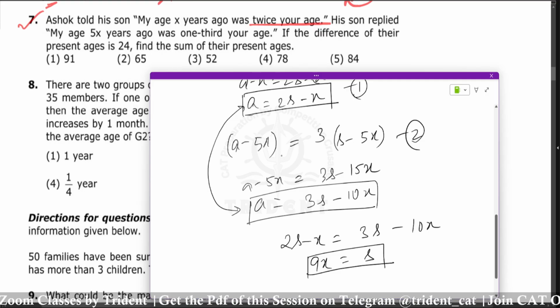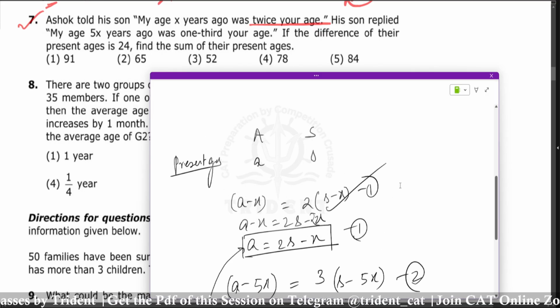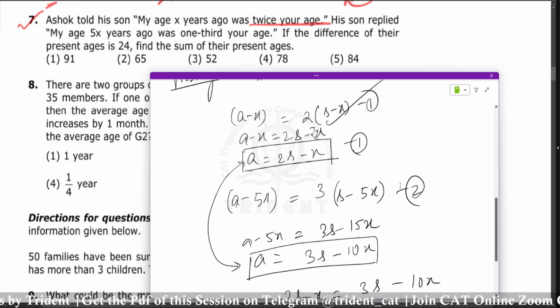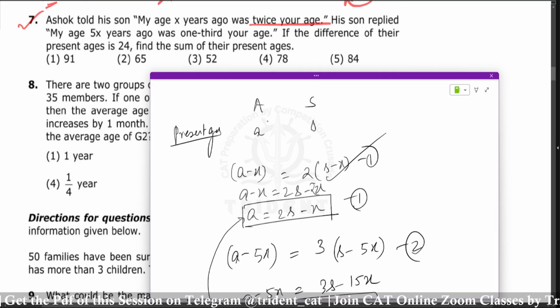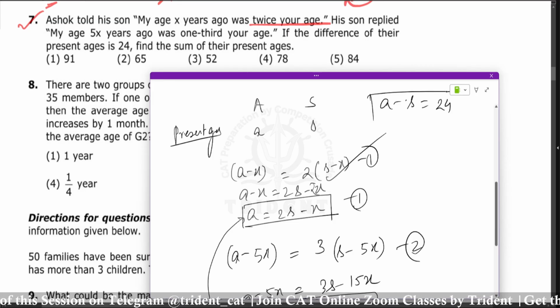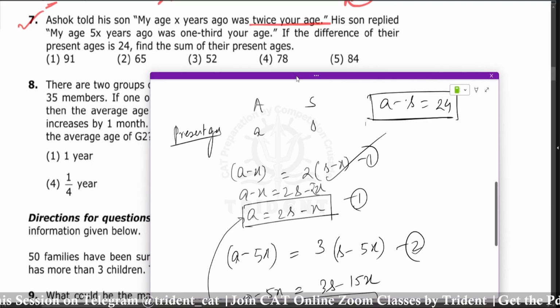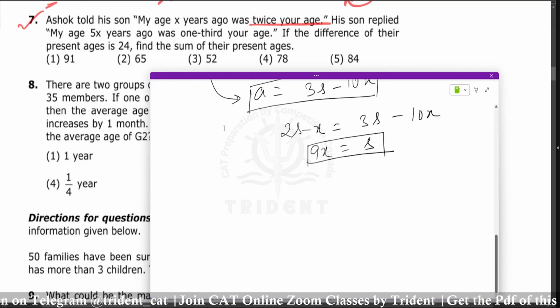That means I have gotten one idea. Let us try to calculate. What is it that they are asking? They are asking what is the sum of their present ages, and the difference of their ages has been given. What is the difference of their ages? Difference of ages is a minus s, that is 24. This is given to me. And I need to find a plus s.